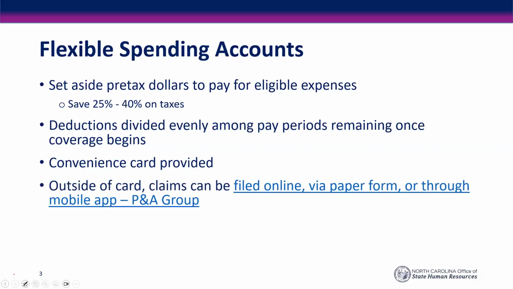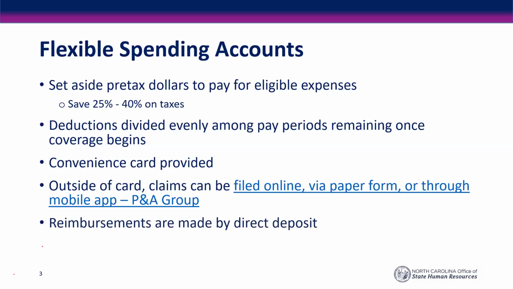And outside of a card, if you need to file a claim, you can file online, through a paper form, through the mobile app, and I'll have another slide on filing claims. But this link, if you have the slides, you can click on that link and it takes you to a web page where we have more information about filing claims. And when it shows you how to go online to your account, that's also one way to find your current year election. And I'll show you some screenshots of what the online account looks like. When you do file a claim manually versus using your card, the reimbursements are going to be made to you by direct deposit, not paper check.